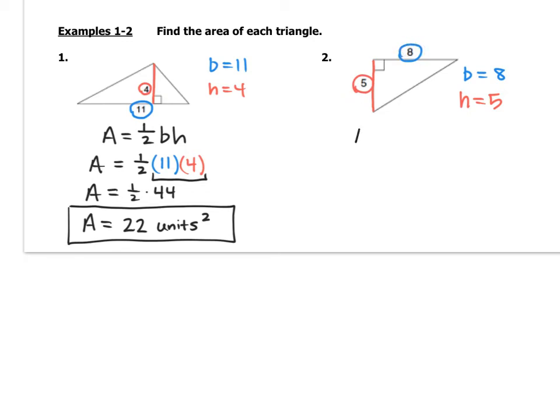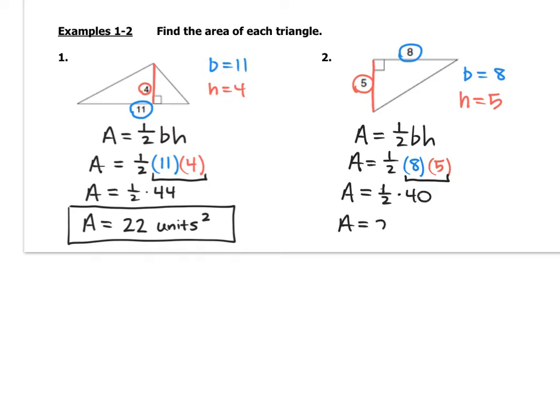So either way, I'm going to multiply 1/2 times 8 times 5 using my formula for area of a triangle. So this is 1/2 times 8 times 5. Again, I'm going to multiply 8 and 5 first because multiplication is commutative. So this is 1/2 times 40, and half of 40 is 20. So this is 20 square units for the area of the triangle.